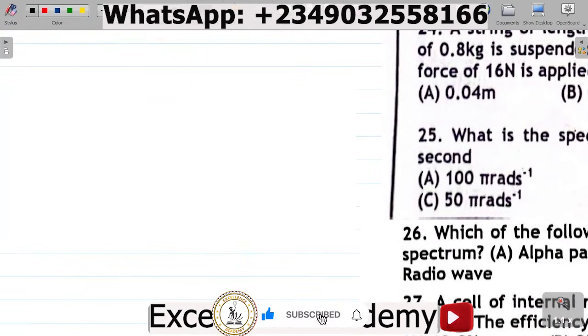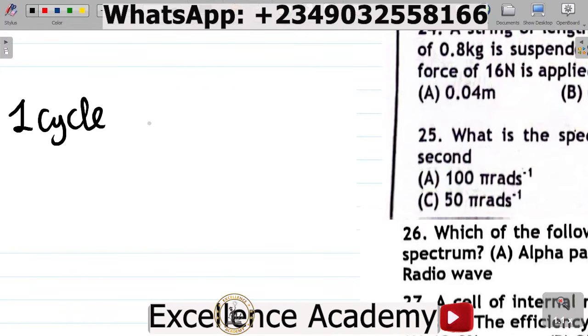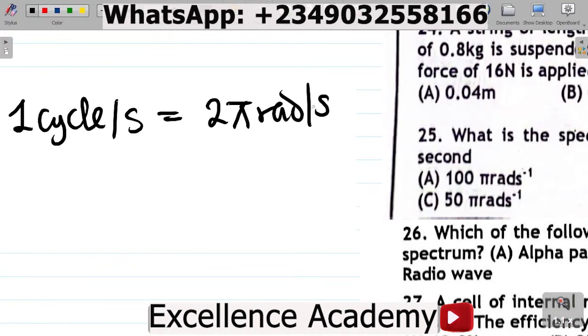Note that when you say 50 cycle per second, one cycle per second is equal to 2 pi rad per second.